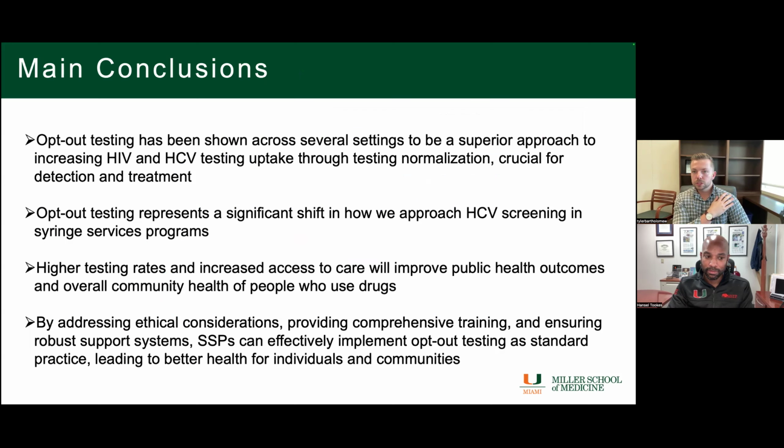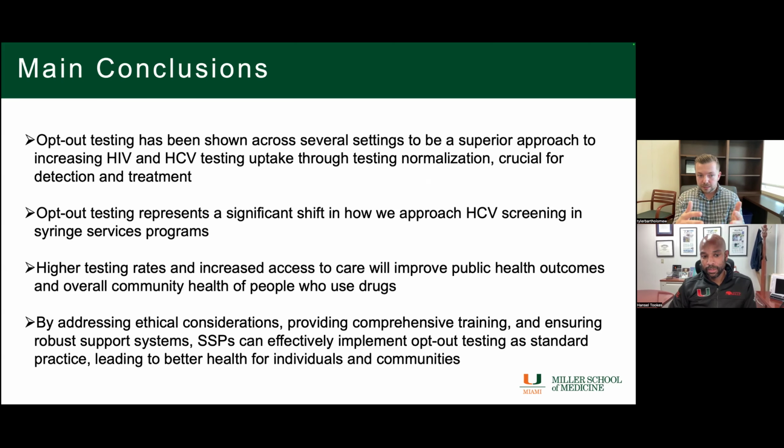So just some conclusions as we wrap up this training. We know that opt-out testing has been shown, across several settings, to be a superior approach to increasing HIV and HCV testing uptake through testing normalization, crucial for detection and treatment. We know opt-out testing represents a significant shift in how we approach HIV and hepatitis C screening in syringe services programs. We also know that higher testing rates and increased access to care will fundamentally improve public health outcomes and overall community health of people who use drugs.